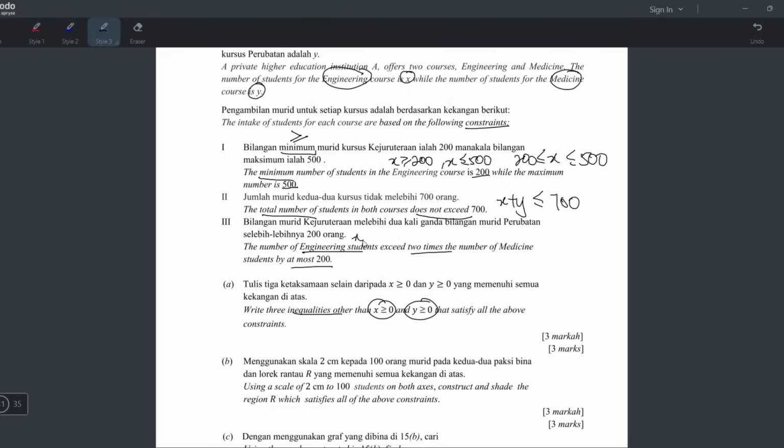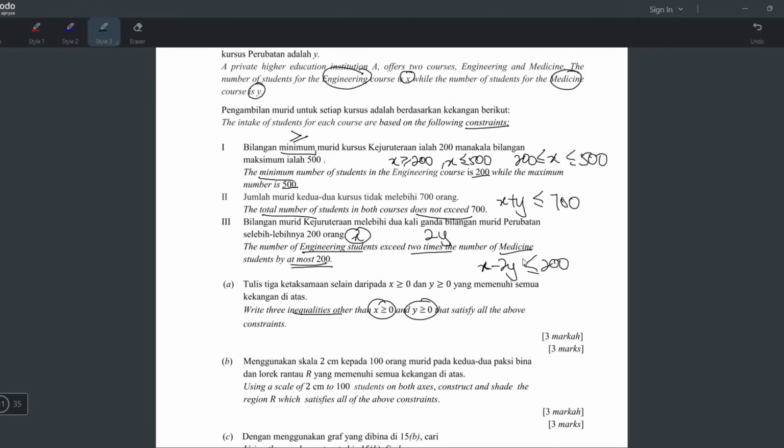So engineering is X. 2 times means 2 kali ganda. Medicine is Y. And they say by at most 200, so you ambil besar tolak kecil dulu. They say engineering exceeds 2 times of medicine by at most 200. It means X has to be more than 2Y, but the difference is at most 200. At most 200 means the difference must be 200 or less. So when you ambil besar tolak kecil, it must be X minus 2Y, because X has to exceed 2Y. And the difference is at most 200, so smaller than or equal to 200. Okay, so that's all.